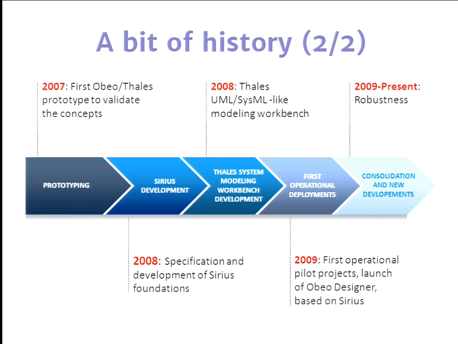So this started in 2007, where we had our first prototype to validate the main concepts. And then it entered a phase of heavy development with quite a lot of people involved. So in 2008, we had the specification and development of Sirius foundations. And in 2008, we were able to deliver our first modeling workbench, similar to UML and SysML, and to deploy it within Thales, based on the first versions of Sirius. In 2009, it was integrated in Obeo Designer, which is a commercial product. And from 2009 until now, we've been just working on making it more robust and more mature.